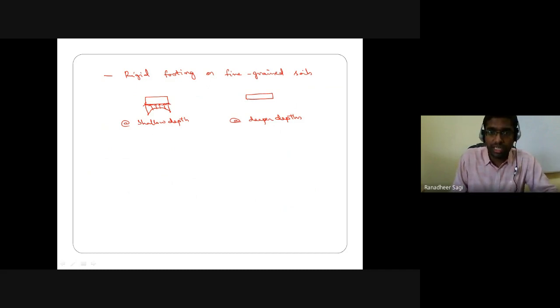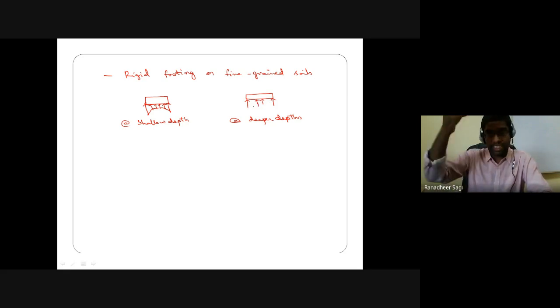So what we'll see is that at the edge it is still maximum. However, at the center, which earlier, when your foundation was constructed at a shallow depth in that fine grained soil, was minimum, as you move into the deeper depths, the intensity of the contact pressure at the center will also slightly increase, depending on the depth at which the foundation is constructed. So this is how your contact pressure distribution diagram typically looks in the case of your rigid footing embedded at deeper depths.